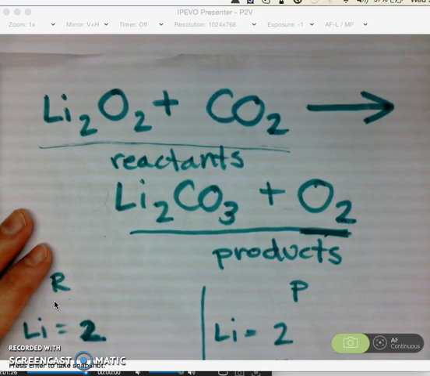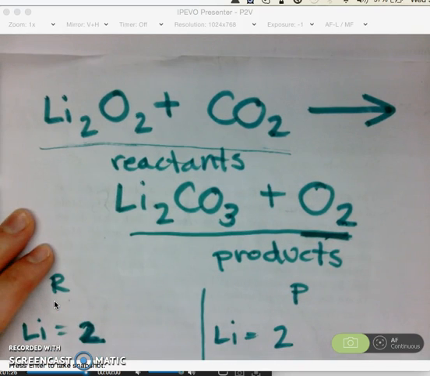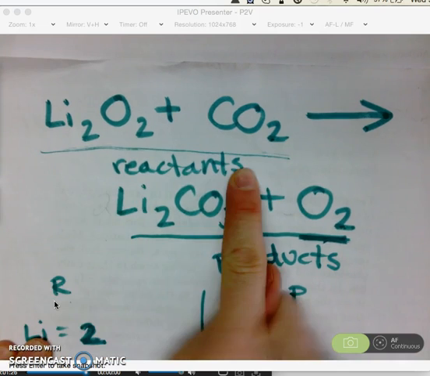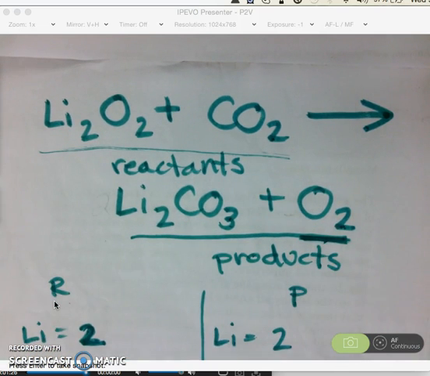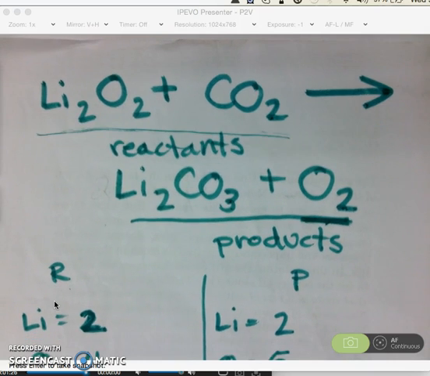Alright, hi guys. We are going to work on balancing equations, and we're going to start with this reaction. Okay. So looking at it, I have our reactants underlined and products because they don't fit nicely in our space. And what you want to do first is write how many atoms you have of each.